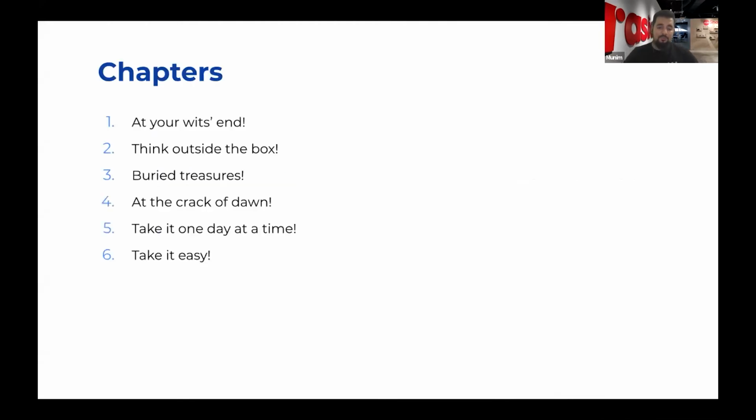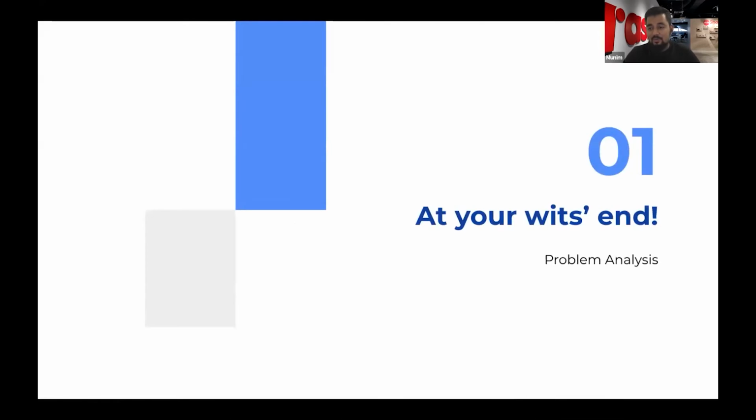We have multiple chapters. We have decided to go with a bit of funny or funky titles. We have 6 chapters that we want to cover today. The first one is At Your Wit's End. It's basically the problem analysis from our side, the problem space that we want to bring in front of you, so that you can understand what we are trying to talk about, and then what was our solution for that.